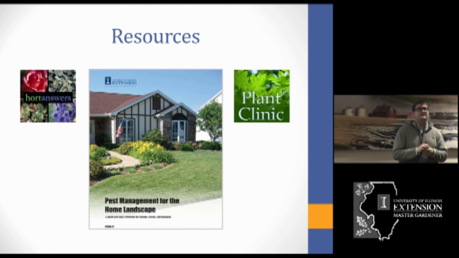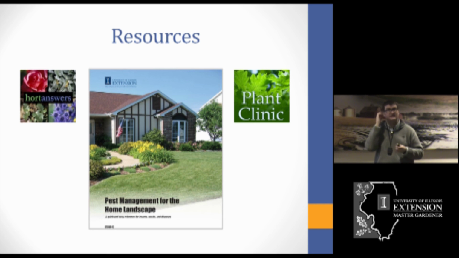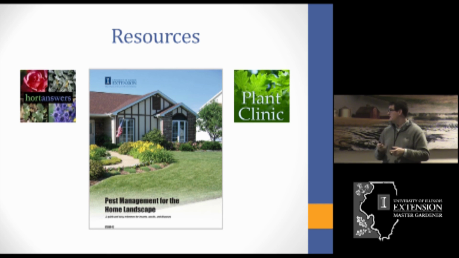There are some great resources with University of Illinois Extension that we can provide to homeowners. The first is our Hort Answers website. It lists a lot of diseases, and you can search that database by plant type or by disease and get some treatment options there. Also, a book we have in our office, Pest Management for the Home Landscape, is available, which provides pesticide recommendations for all sorts of insect and disease pests for vegetables as well as ornamentals. And again, the University of Illinois Plant Clinic is a great resource. You can check out their website or give them a call.